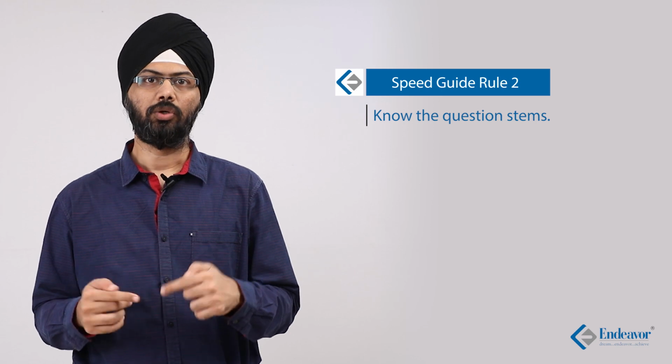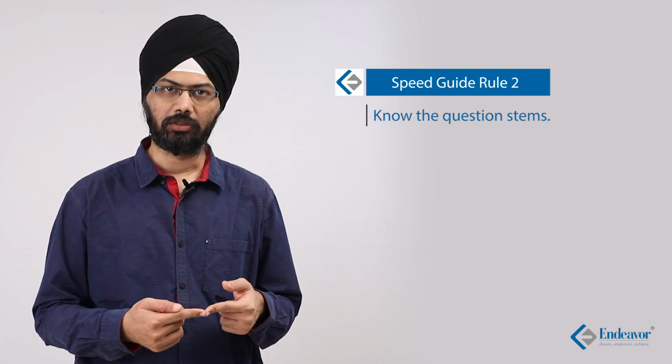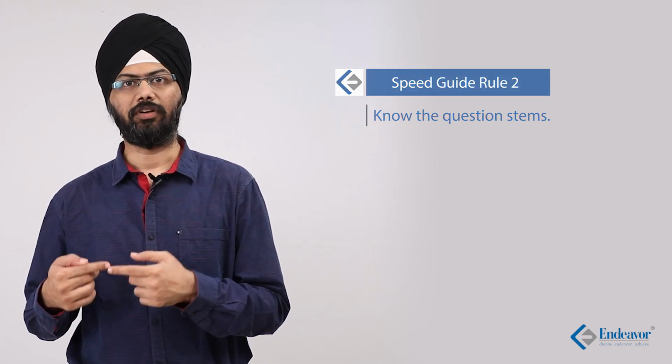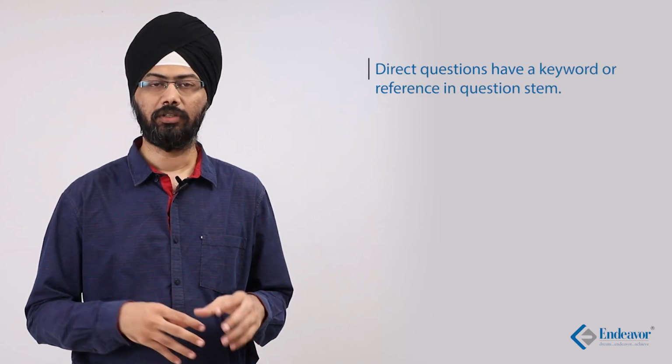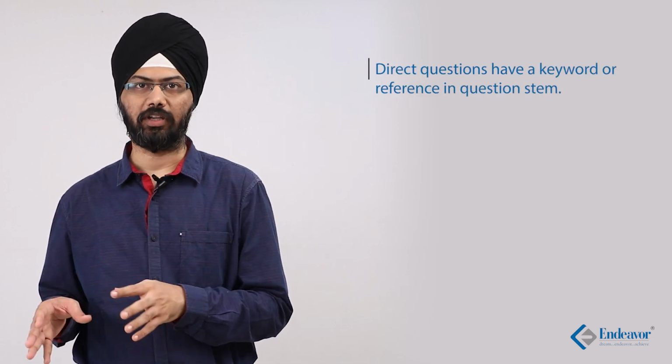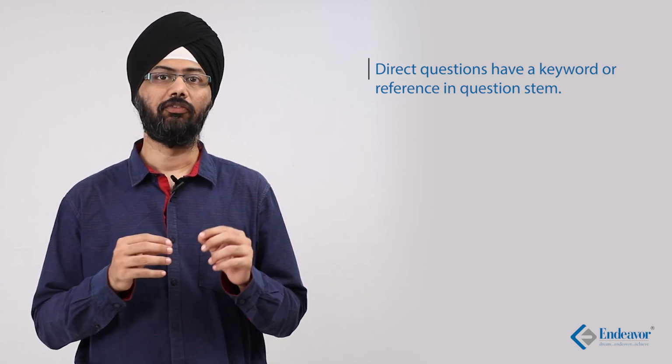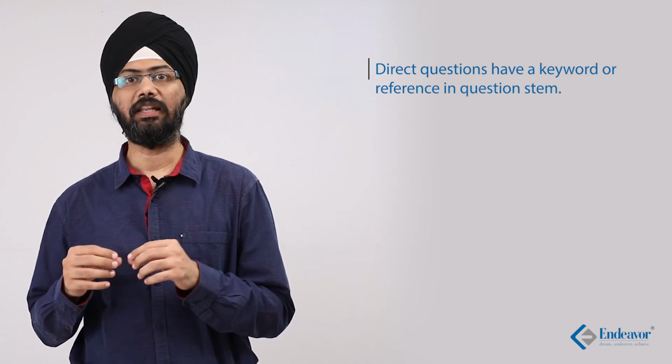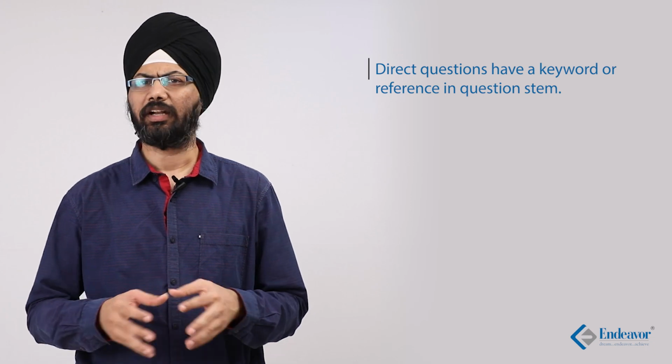Are you expected to weaken the author's argument? Are you expected to derive a conclusion? Are you expected to identify the author's primary purpose? Those are your question stems. And I have a direct question where in the question stem itself I have a keyword, I have a line number, I have something that I can scan the passage and find very easily. In an indirect question, none of these exists.